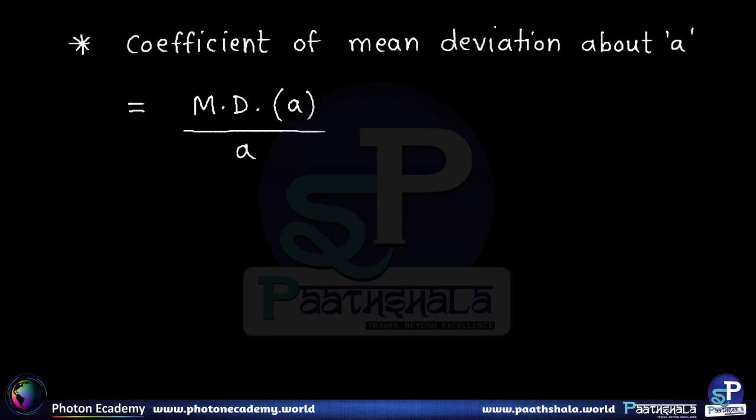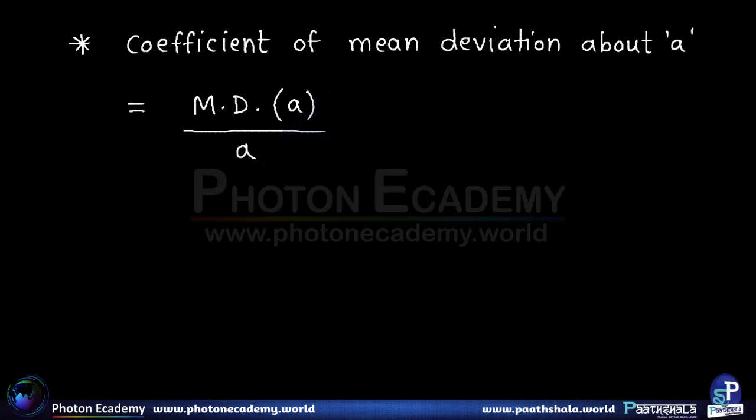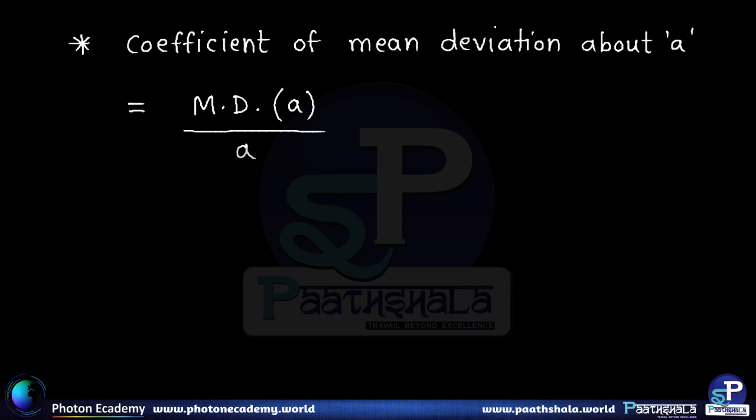Let us see another parameter, that is the coefficient of mean deviation about a, which is defined as the mean deviation about a divided by a itself. So once again, the need for this coefficient is that the mean deviation will also have the same unit as the unit of the quantity being analyzed. So therefore, to have a measure which is independent of unit, which helps for comparison, we have this particular coefficient.